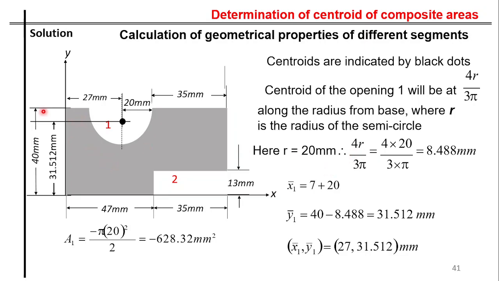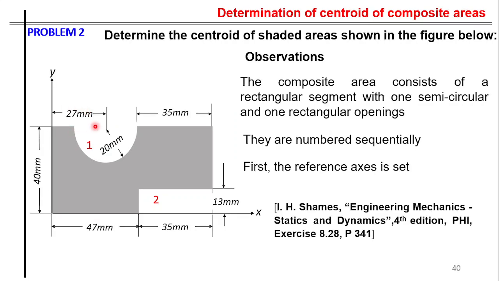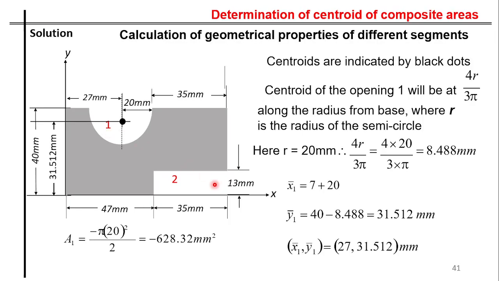Its location from this axis is what I am going to find out, which is going to be, this value is 7. Okay, the centroidal value is 7 plus 20. So x1 bar is going to be 27, and y1 bar is going to be, total height is 40, 40 minus 8.488, which is 4r by 3 pi. 40 minus 4r by 3 pi gives me this value. So these are the coordinates of the centroid of this semicircular portion with respect to the reference axis that I have set.